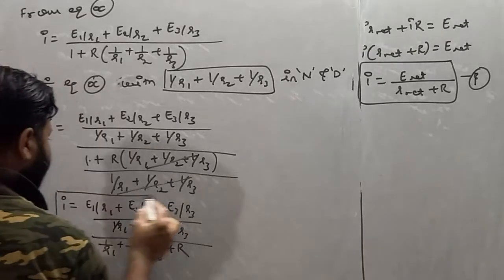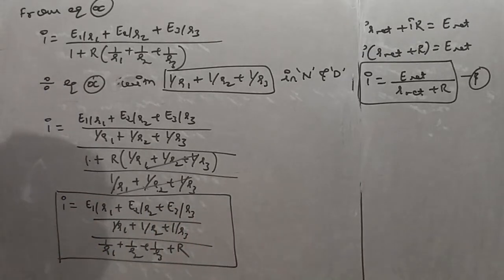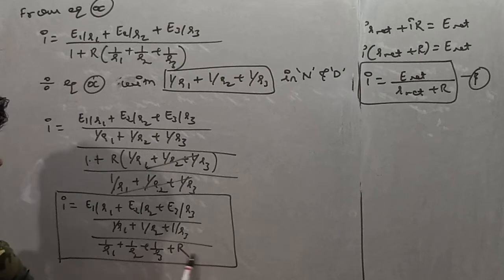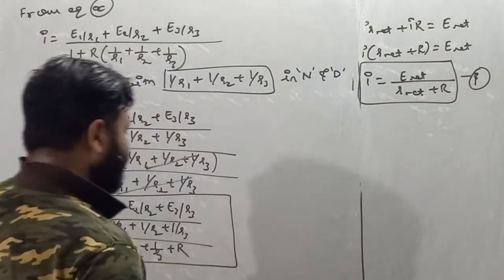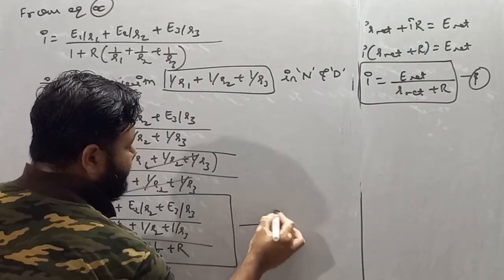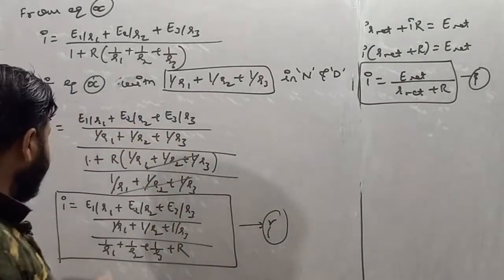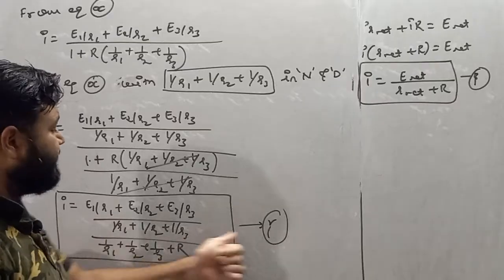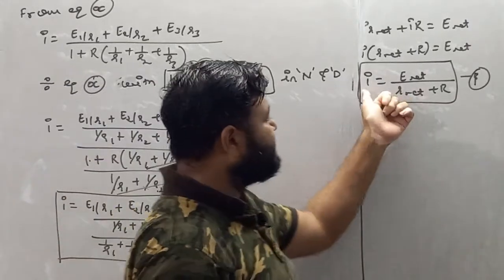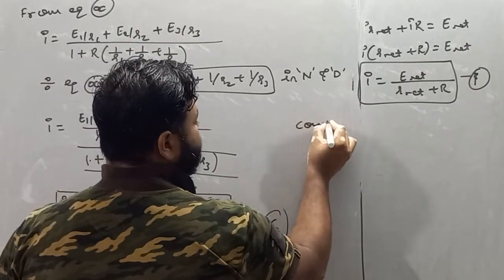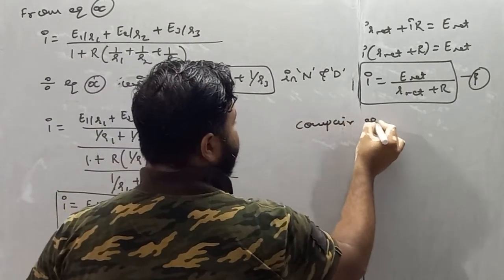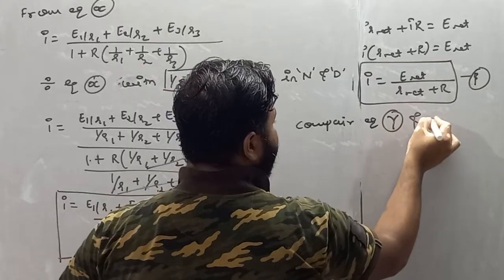So here comes, my dear student, this is the value of current. Now see, along with R nothing is there. Let's say this equation to be gamma. Now we'll compare the equation of current present in gamma and the equation of current present in beta. So I am comparing equation gamma and beta.